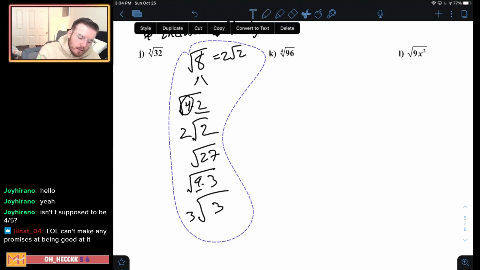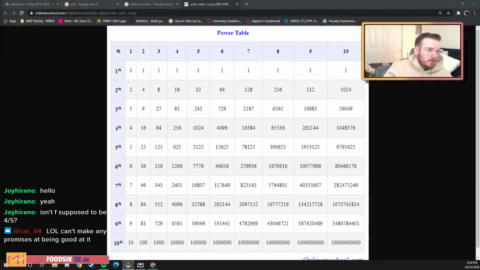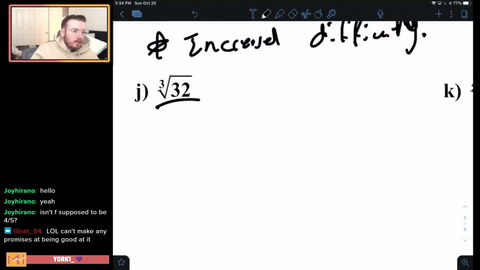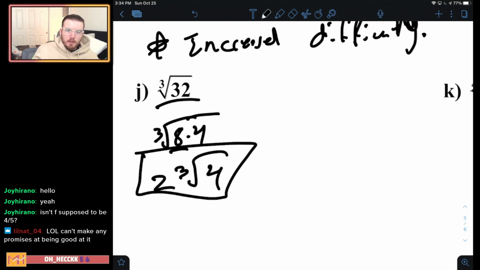Well, I'm not looking for the biggest perfect square. I'm looking for the biggest cube that works. All right. So what are my cubes? 1, 8, 27, 64. 32 is divisible by which one of these numbers? 8. The cube root of 8 is 2, but I can't take the cube root of 4. 2 cube root 4.